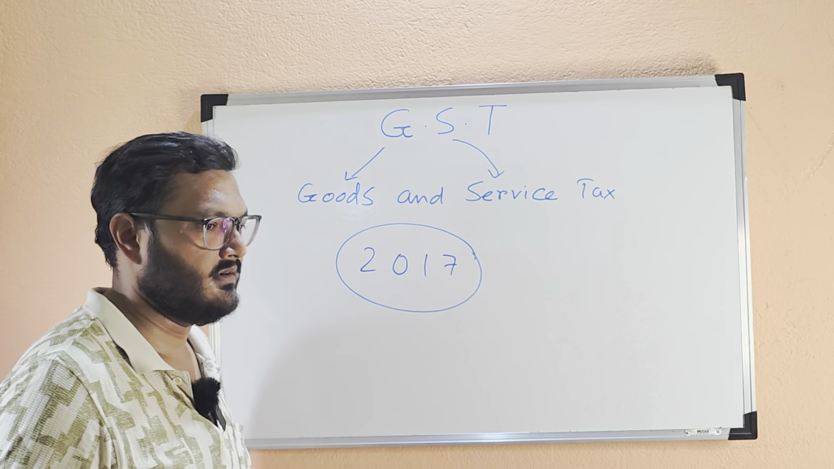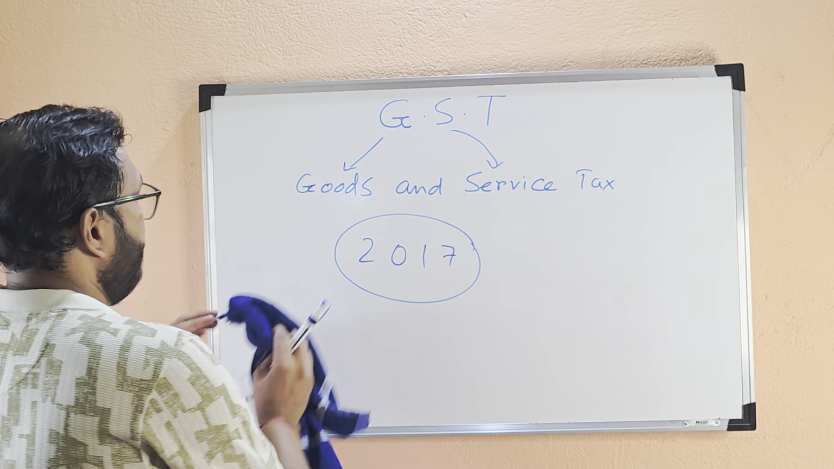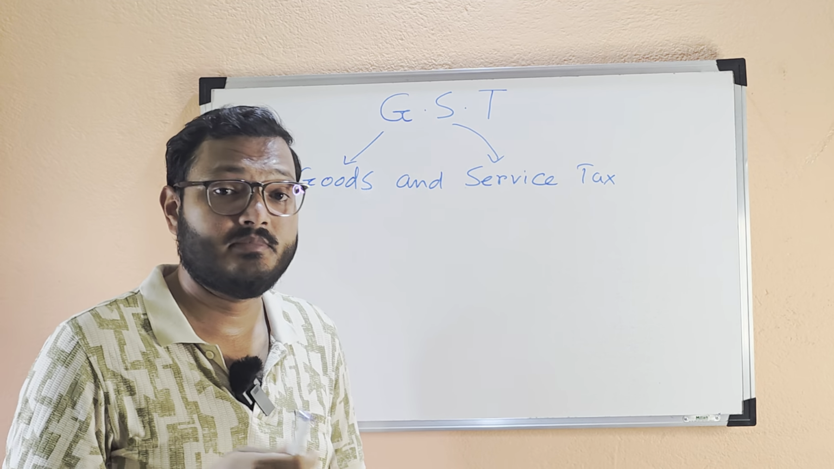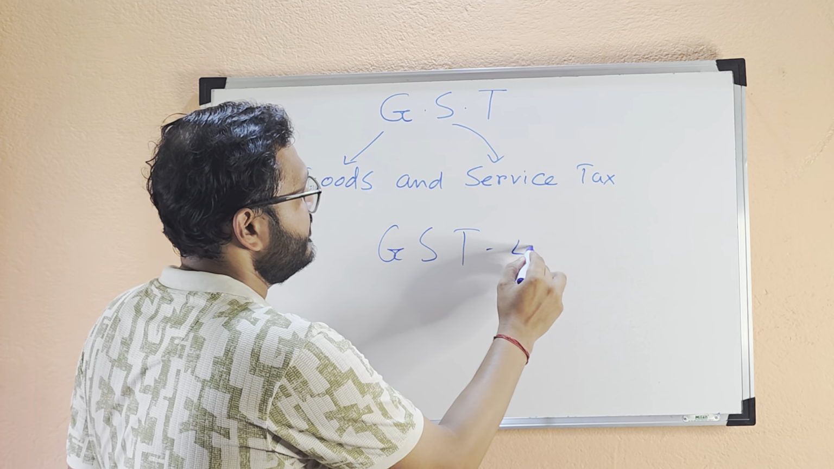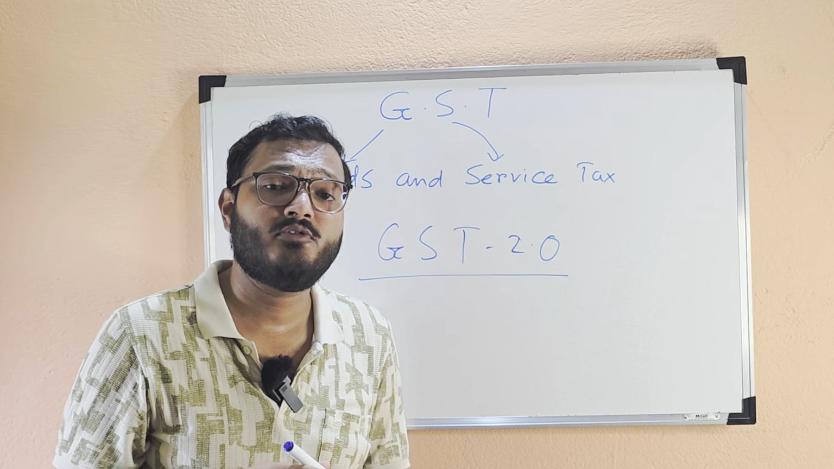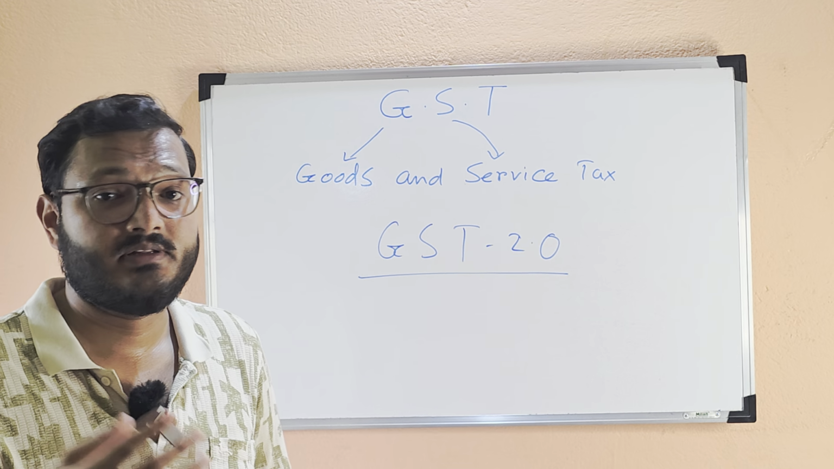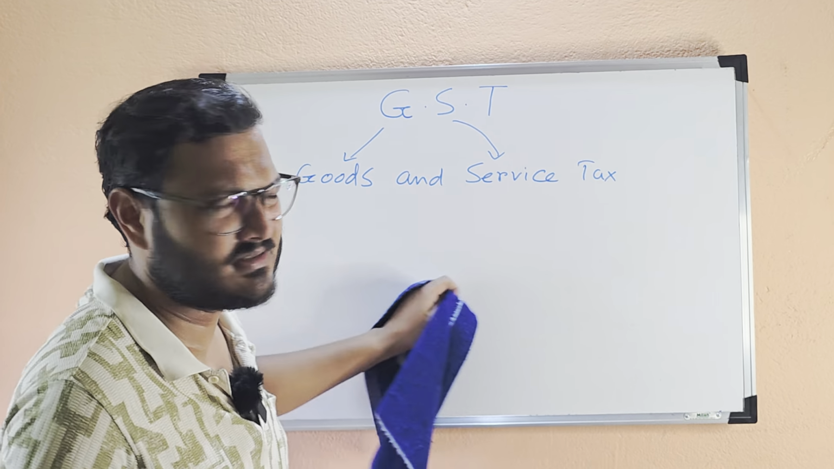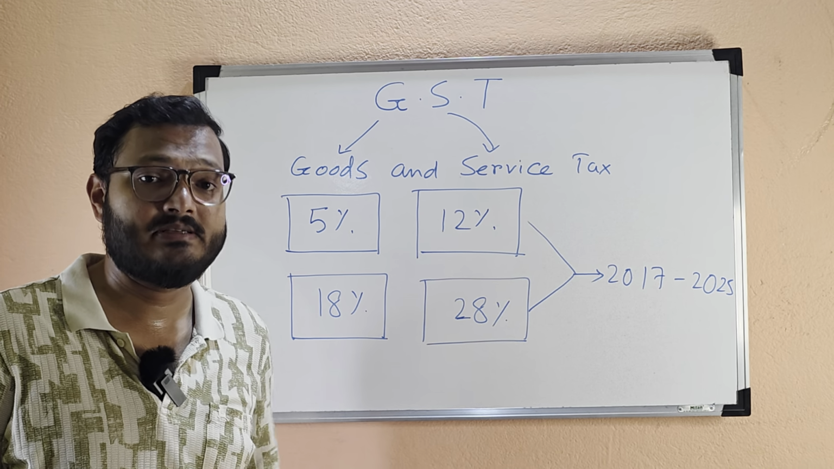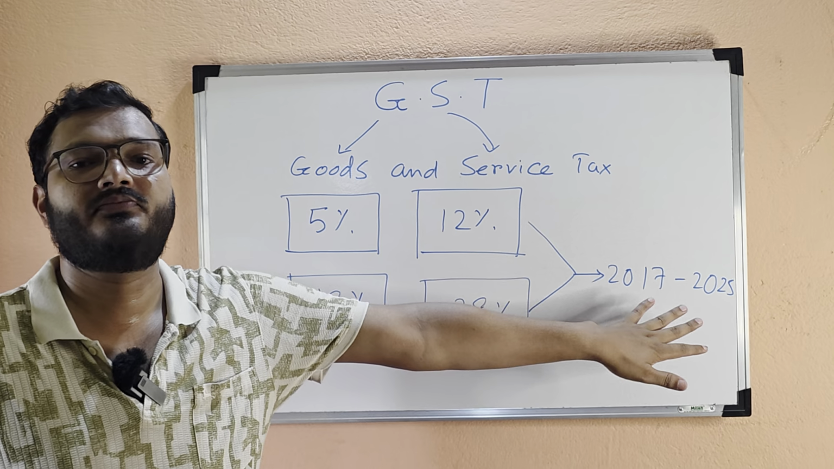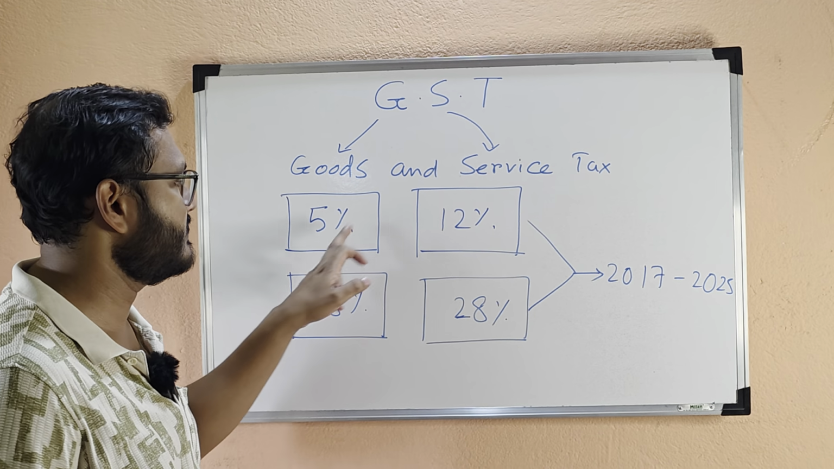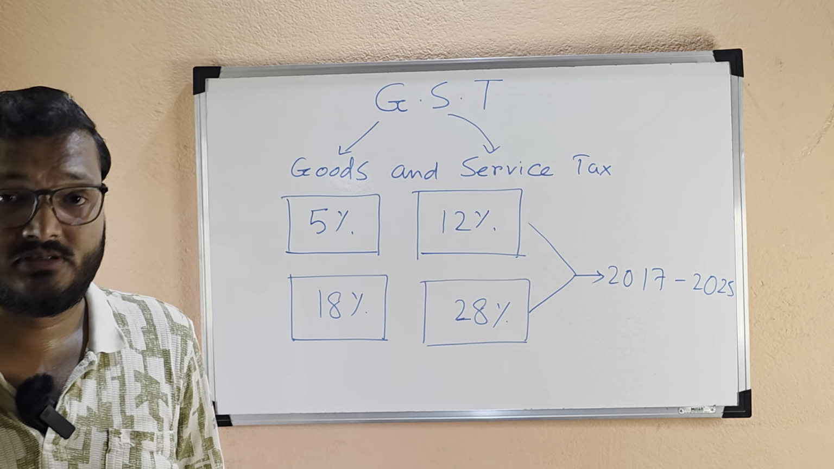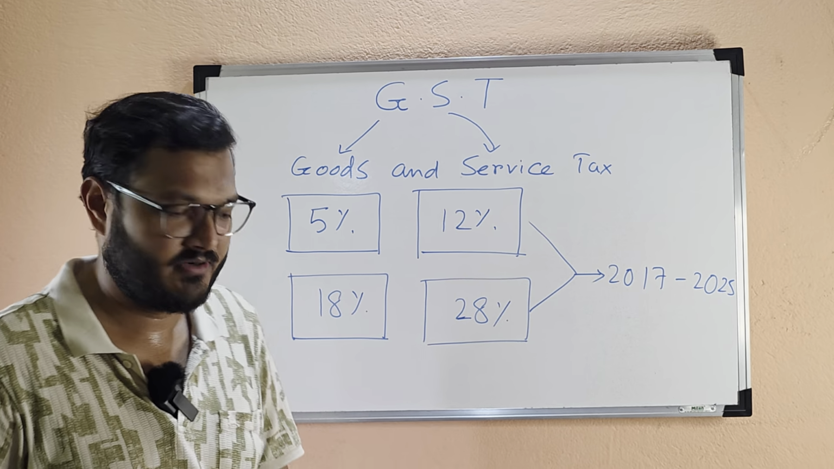Next, let's jump into the next phase, that in 2025, the India government introduced GST 2.0. So before, how many slabs were there from 2017 to 2025? There were 4 slabs of GST. We need to know these things just for our knowledge. That was 5%, 12%, 18%, and 28%. And a few commodities were 0% GST, meaning they were free from the GST.